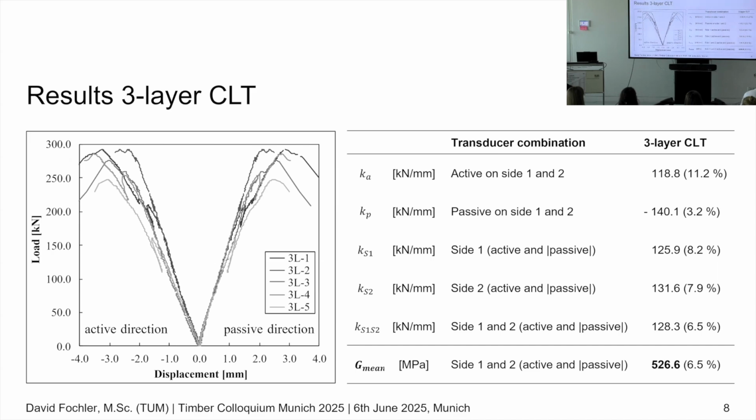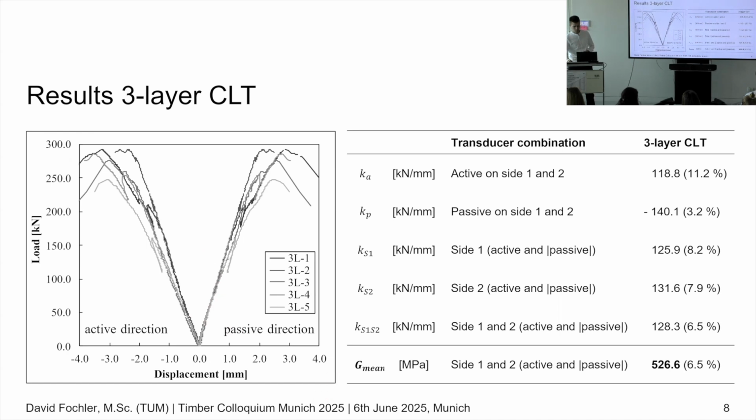So here are the results. The first of the results is the 3-layer CLT. With all of the 3-layer CLT, we achieved a net shear failure. That is typical for non-edge glued CLT, so that's good. The shear stiffness and the shear modulus were evaluated in the elastic range between 10 and 40% of the maximum load, so somewhere here in this area.